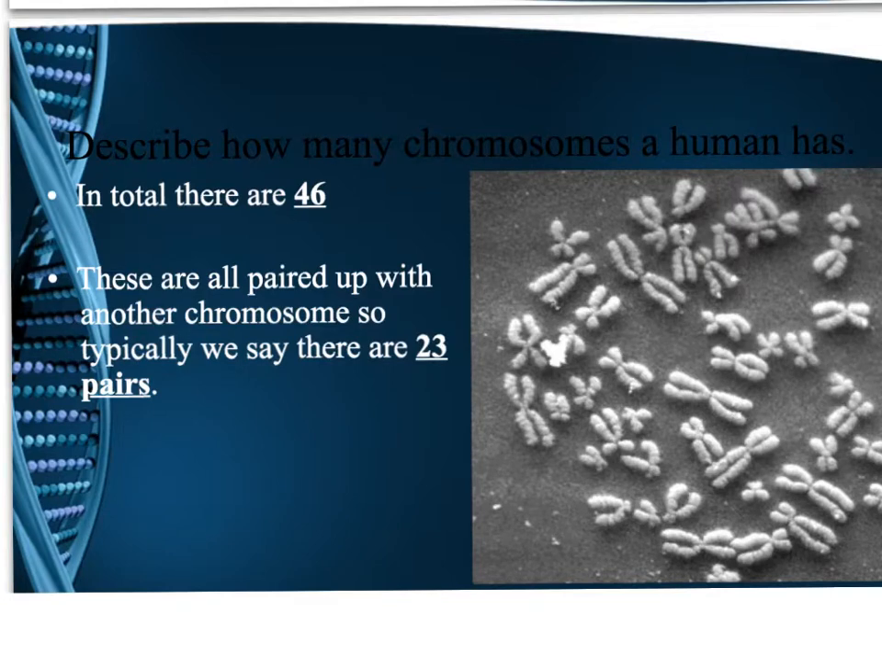Well, hopefully you might have said you get one from your mother, you get another from your father. Now, to be a little bit clear, it's not just one. You get 23 chromosomes from your mom, and you get another set of 23 chromosomes from your dad, to add up to a total of 46.